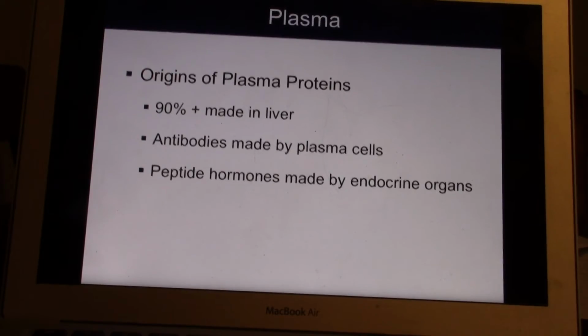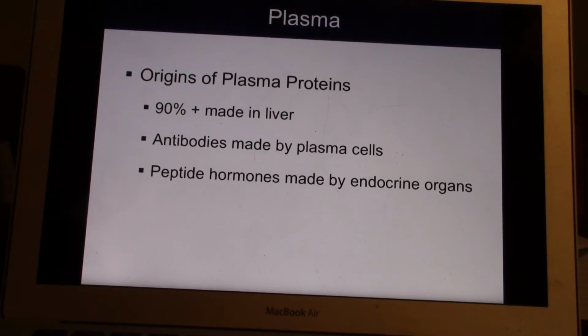Most all of these proteins that are floating in our blood are made in the liver, 90% it says there. Outside of that, there are the antibodies, which are made by plasma cells. Now remember, antibodies are globulins. They're immune globulins. They're made by plasma cells.